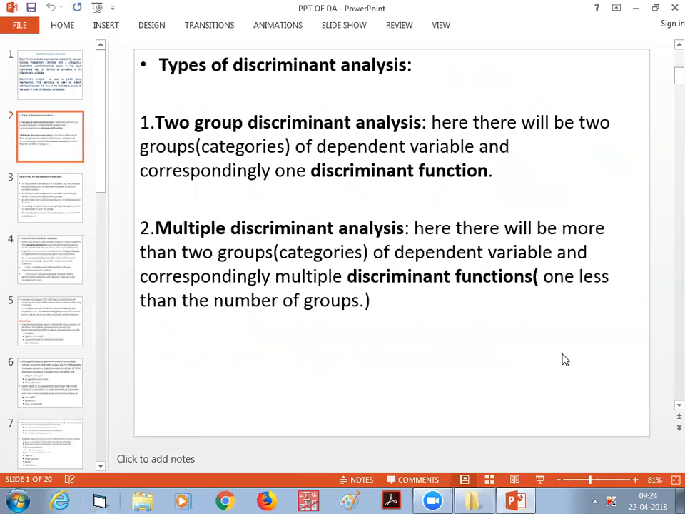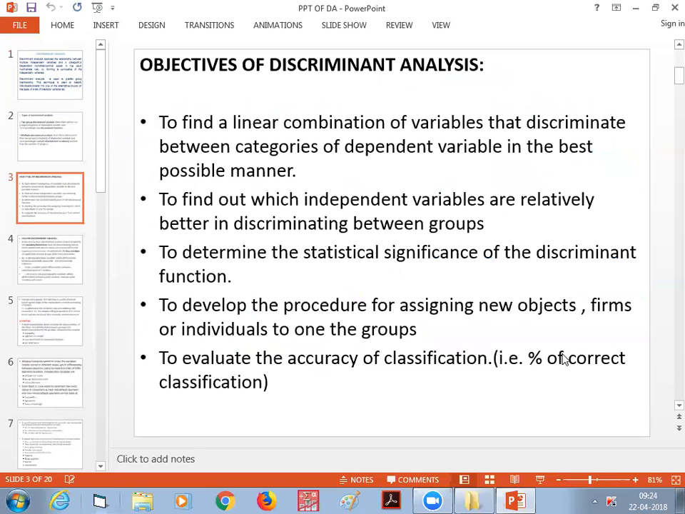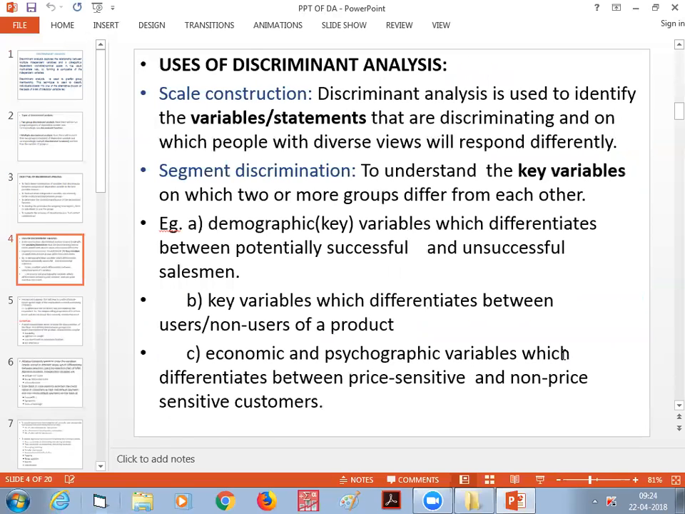You can go through the application again later, as the PPT is there. See, objectives of discriminant analysis, uses of discriminant analysis. Four different objectives are there. We are interested in segment discrimination, meaning classification based on the key variables.